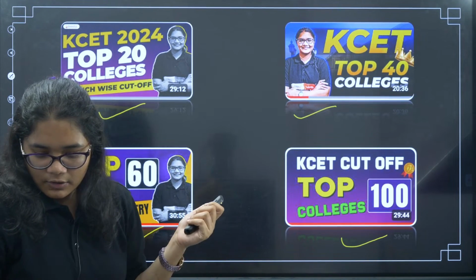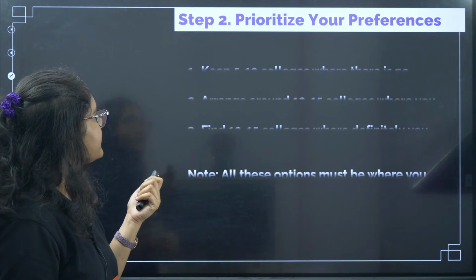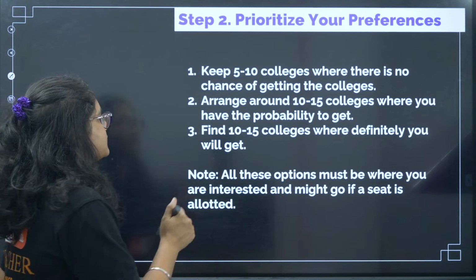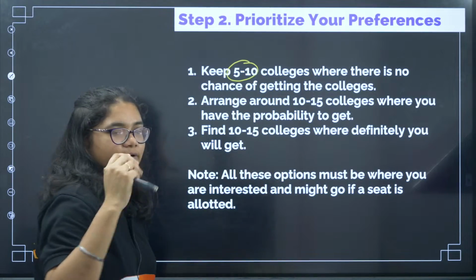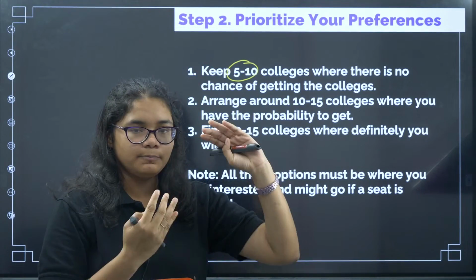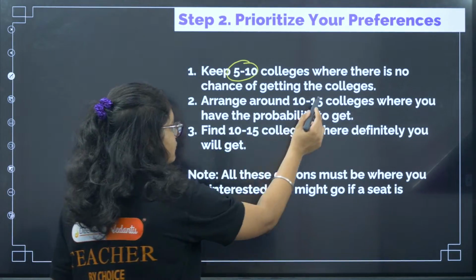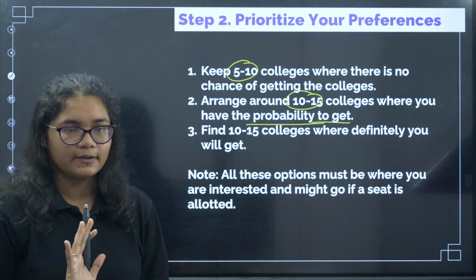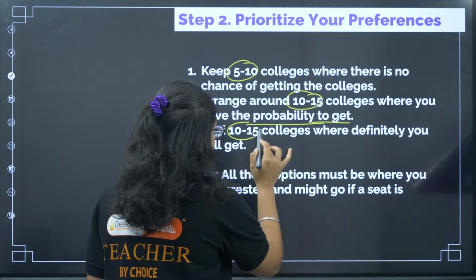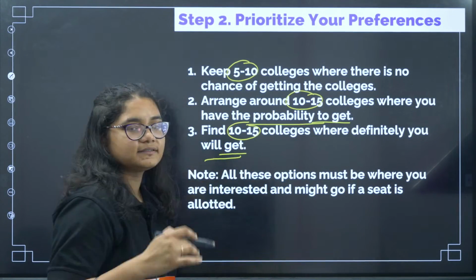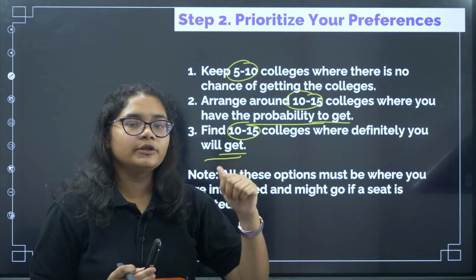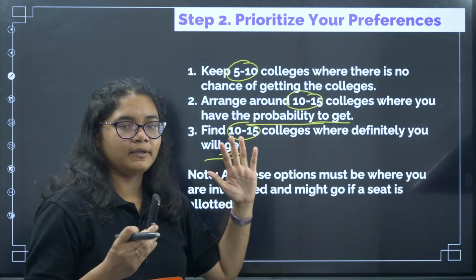Now, coming to the next one: prioritize your preferences. You have to keep 5 to 10 colleges where there is little chance of getting in at the top. Next, keep 10 to 15 colleges where you have a probability of getting in based on your rank, and then add 10 to 15 colleges where you are sure to get a seat because the cutoff for these colleges is below your rank. Like this you have to make your option entry.